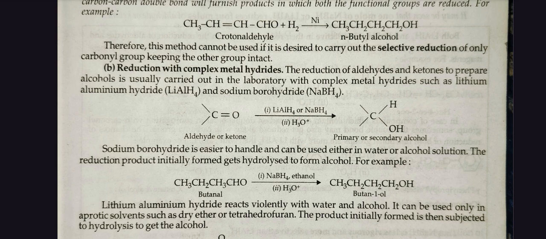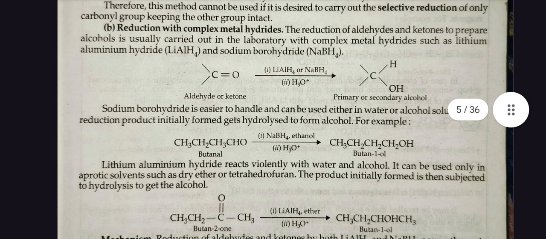Aldehyde or ketone in presence of LiAlH4 or NaBH4, followed by H3O+, gives primary and secondary alcohol. Sodium borohydride is easier to handle and can be used either in water or alcohol solution. The reduction product initially formed gets hydrolyzed to form the alcohol. For example, butanal in presence of NaBH4, ethanol and H3O+ gives butane-1-ol.